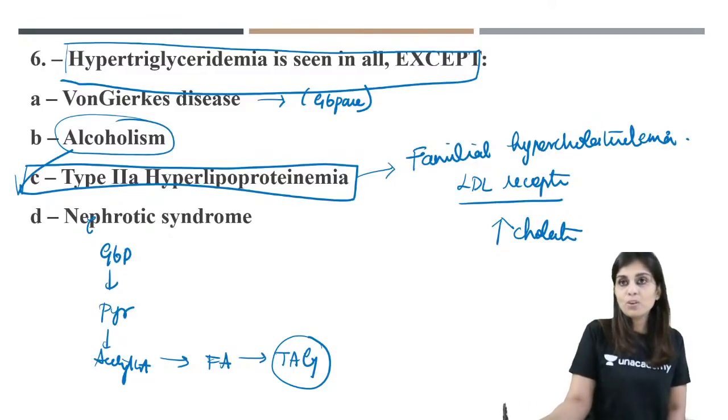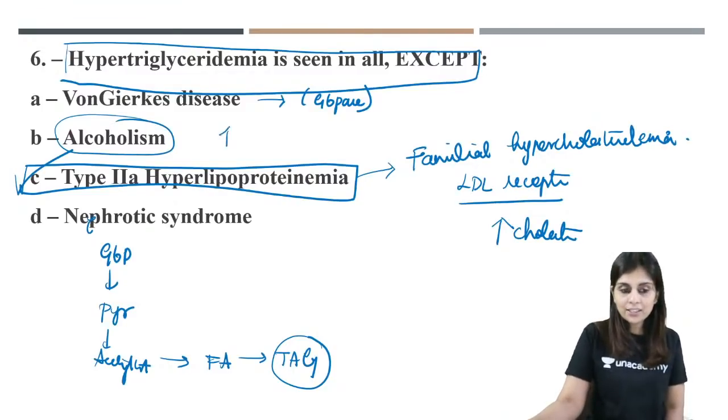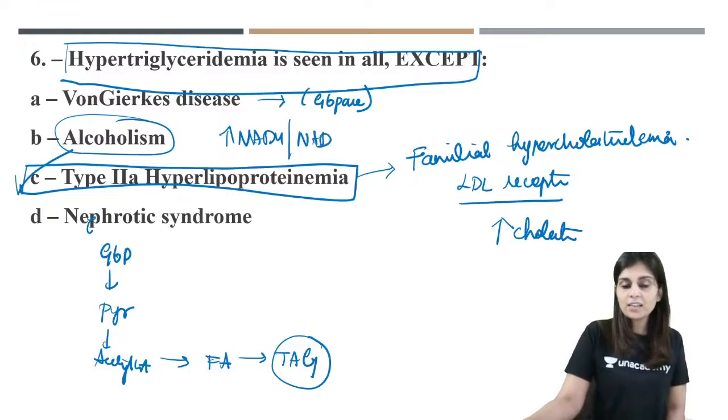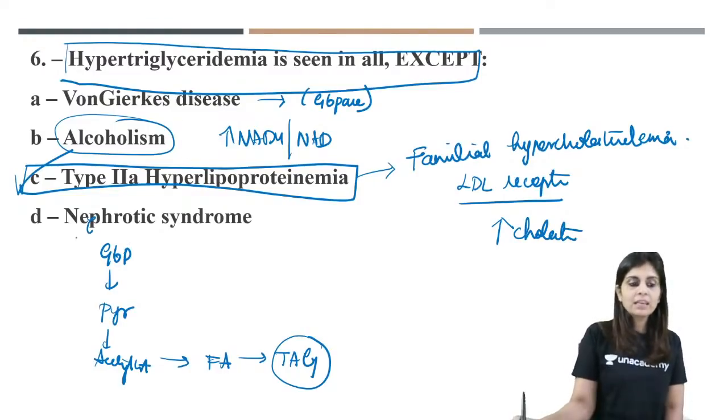Alcoholism is a form of anabolism. Yeah, high NADH to NAD ratio. It's a form of high NADH to NAD ratio. High energy, it's a form of anabolism. So this also presents with hypertriglyceridemia.